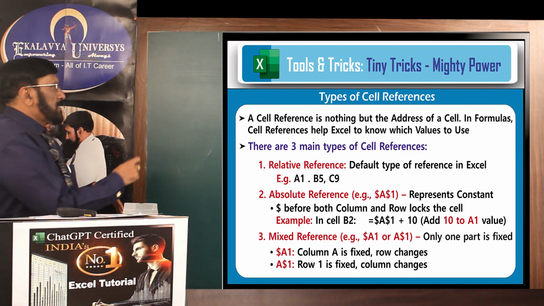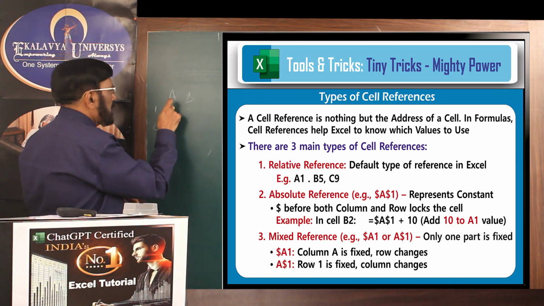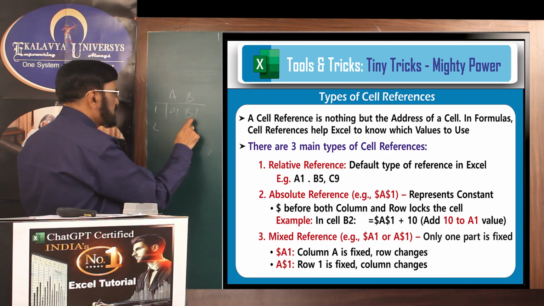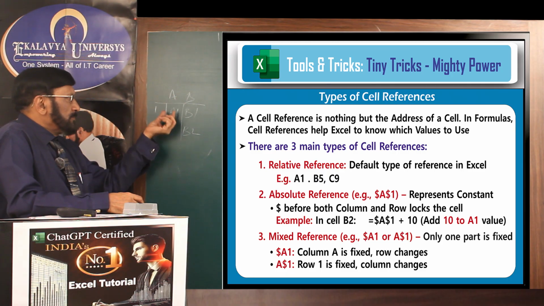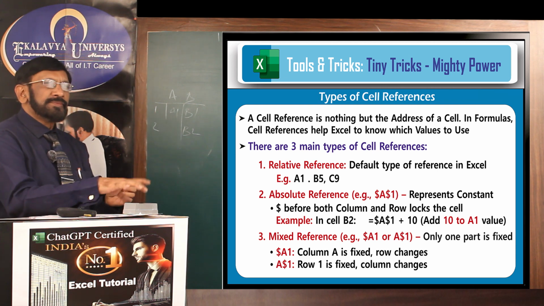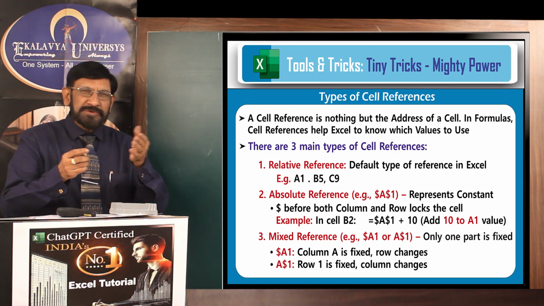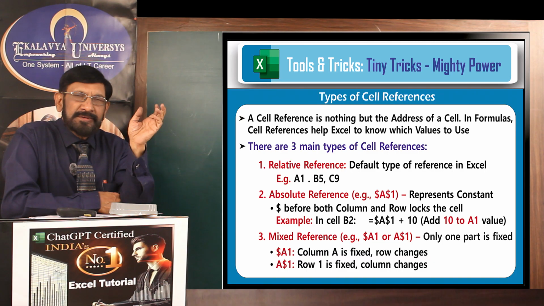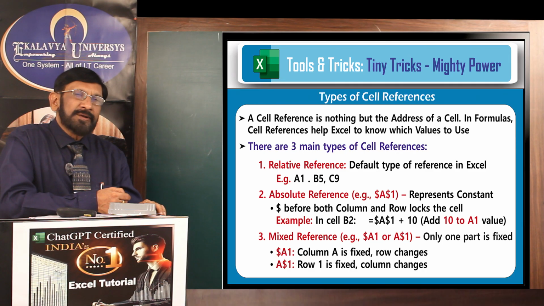Suppose A1, this is B1, this is B2. These are all relative. Normally the column alphabet comes first, thereafter the row number. Whoever has just started using Excel knows about that. Those are called relative references. The second one is the absolute reference.